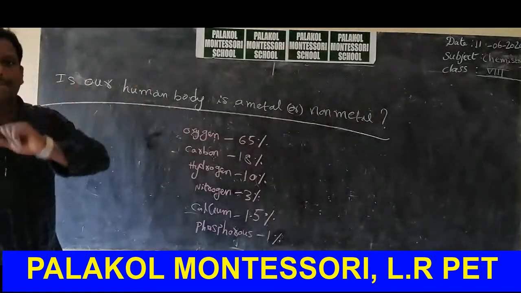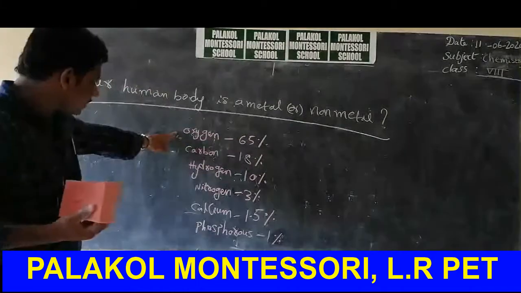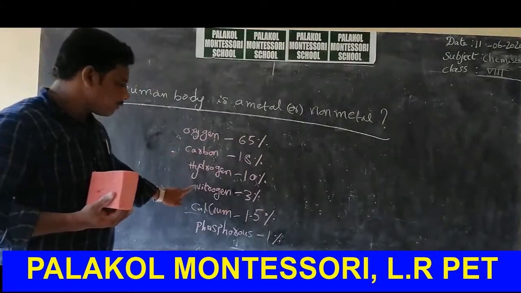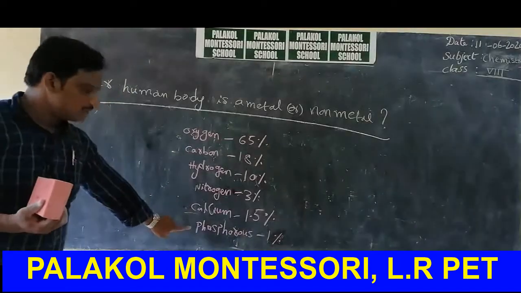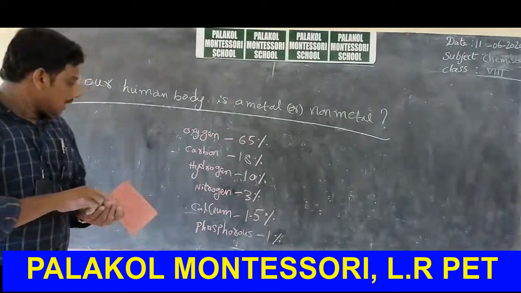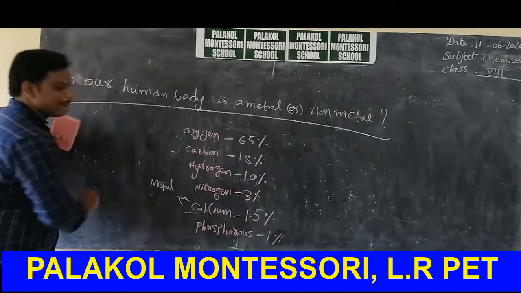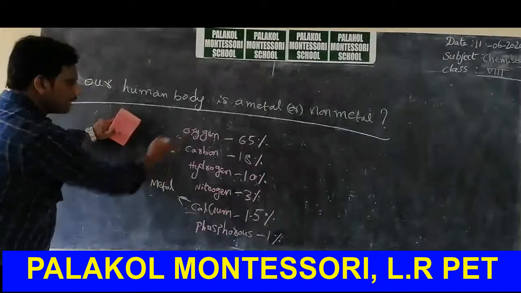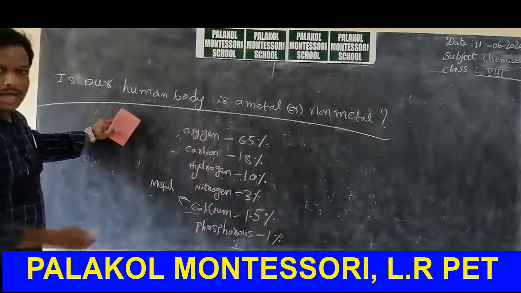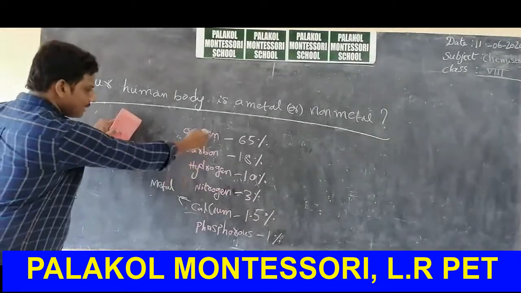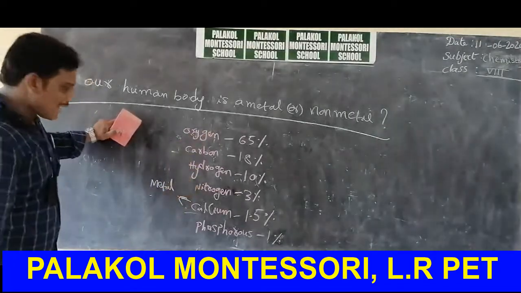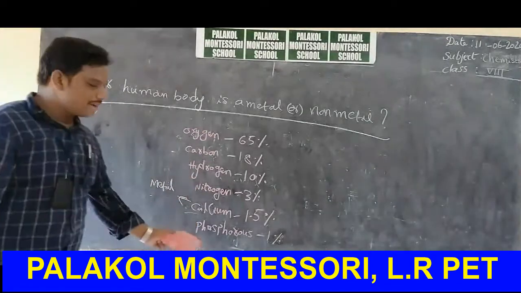The major element present in our body is oxygen, second carbon, third hydrogen, fourth nitrogen, fifth calcium, sixth phosphorus. Among all these, the only metal is calcium. Calcium is a metal. Remaining all are non-metals. Oxygen is a non-metal. Carbon is a non-metal. Hydrogen is a non-metal gas. Nitrogen is a non-metal gas. Phosphorus is a solid non-metal.